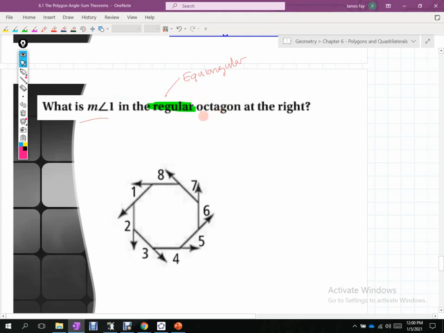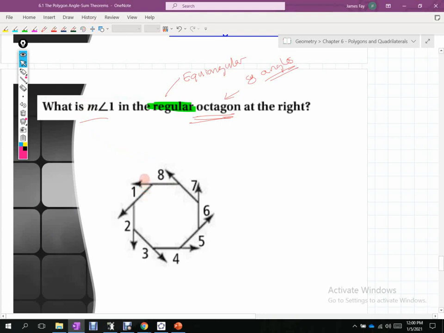Okay. Octagon, another vocabulary word. Octagon means what? 8 sides. Okay. And because we're talking about angles, it also means 8 angles. Okay. Well, it says measure of angle 1. Angle 1 is what kind of angle? It's an exterior angle, right?